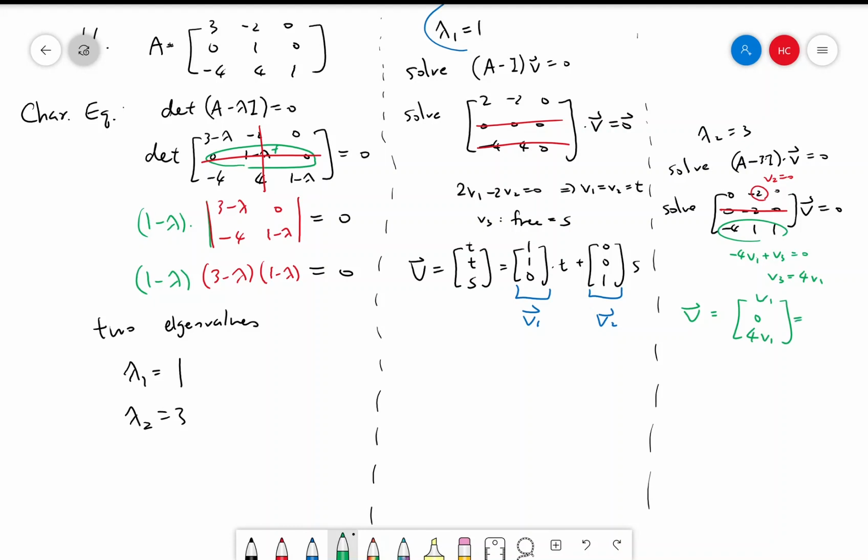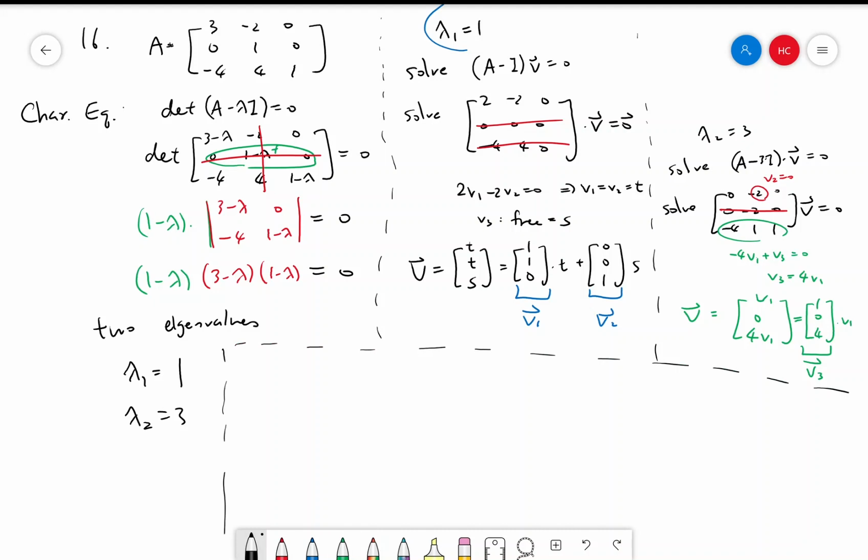So this is equal to 1, 0, 4 times a constant. And this is our third eigenvector. So since we have three linearly independent eigenvectors, A is diagonalizable.